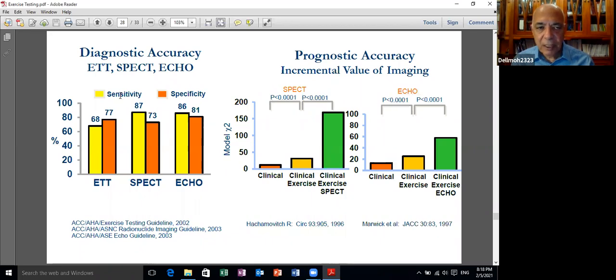So if it is more sensitive and having incremental value, why don't we do exercise imaging for every patient? Now, the answer of this is in the coming 2 slides.